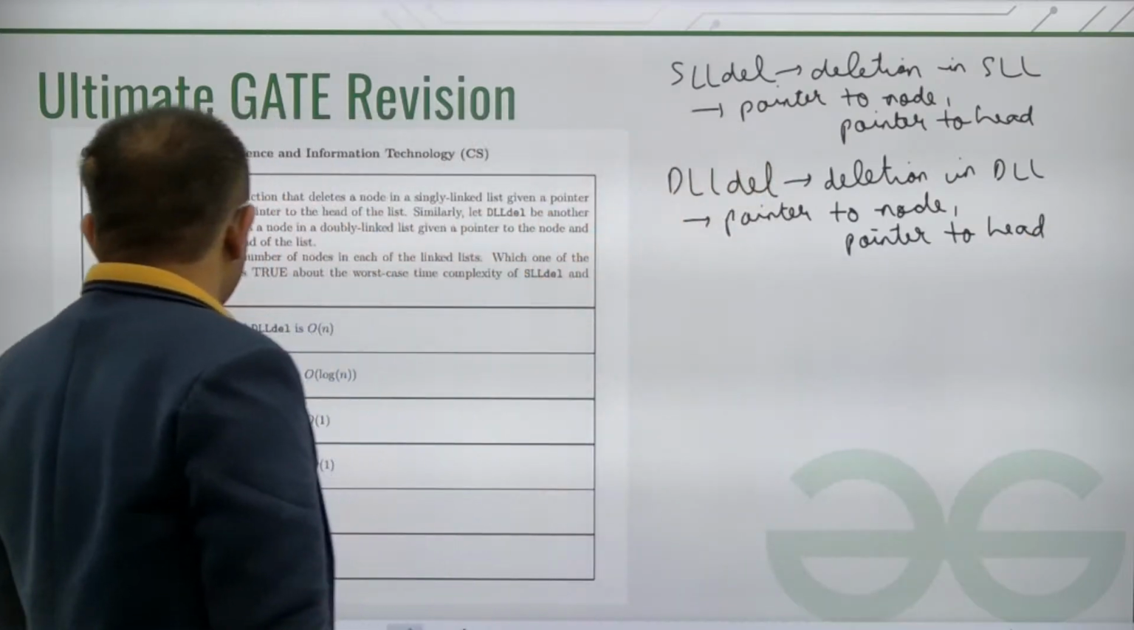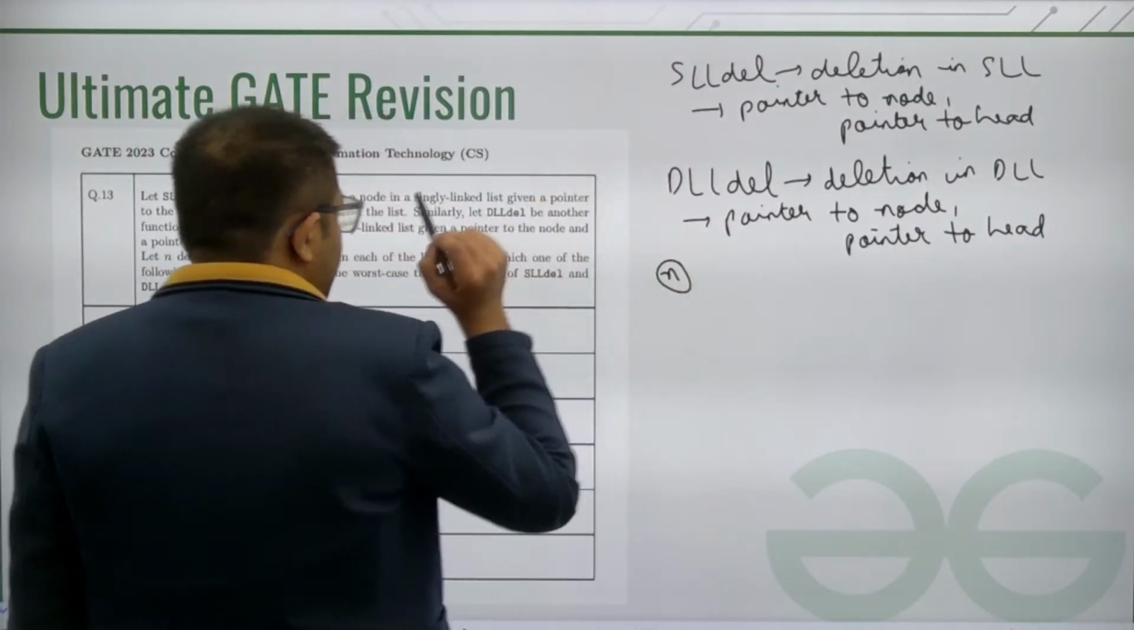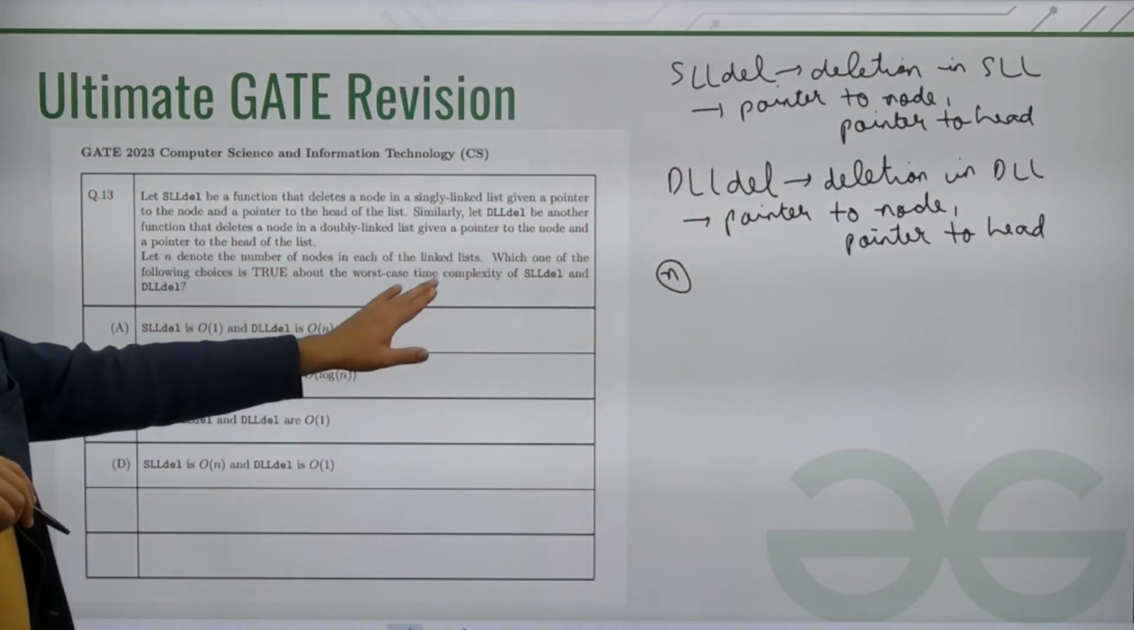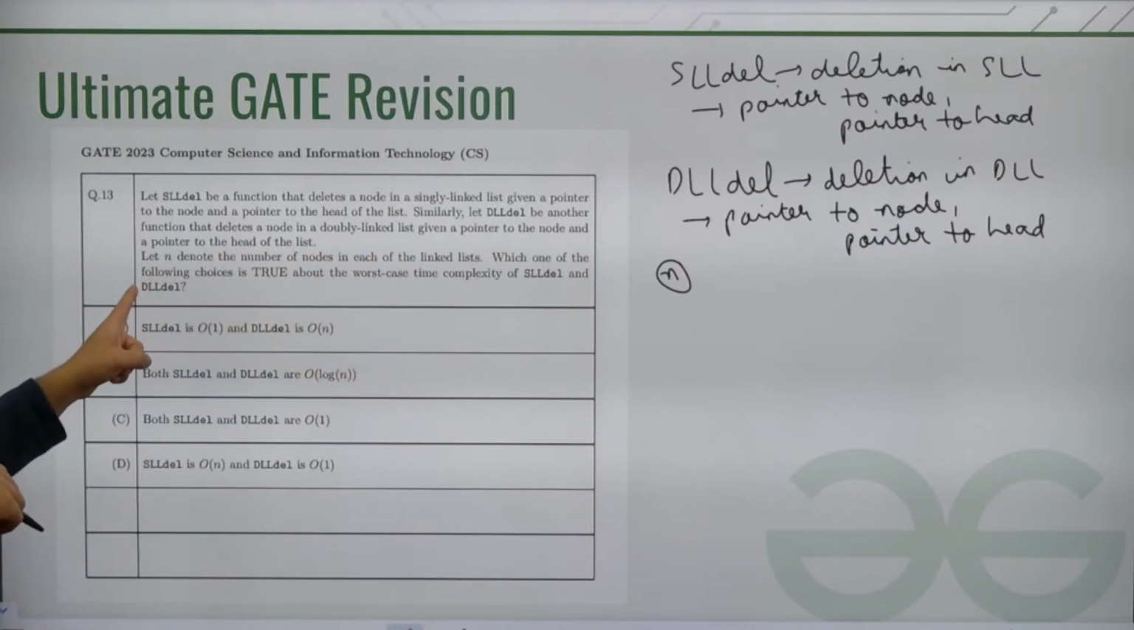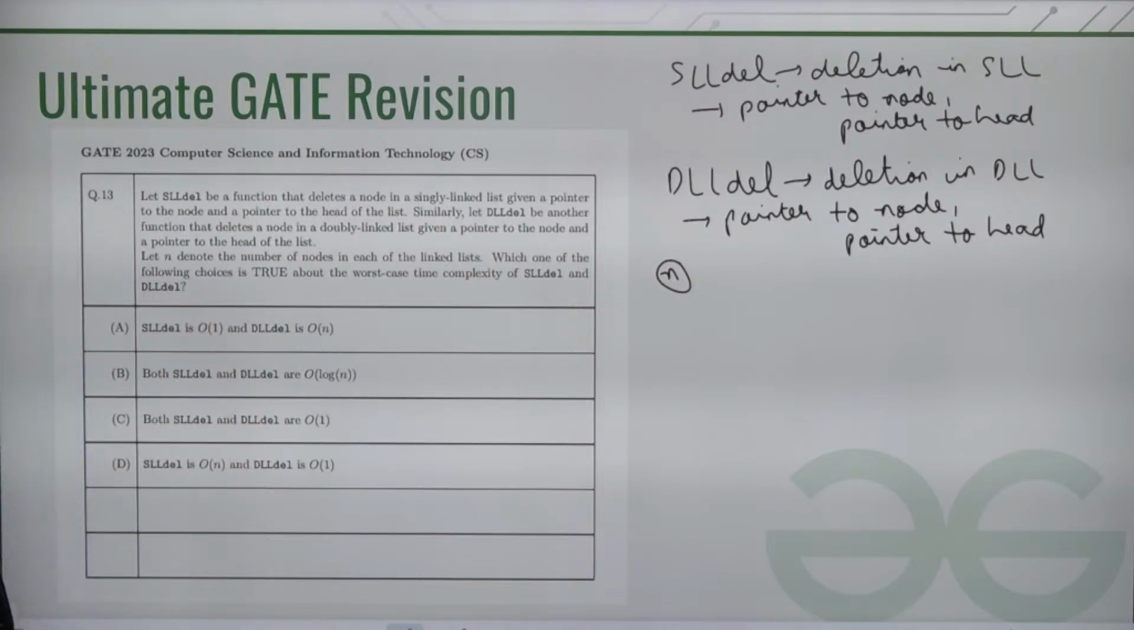Let n denote the number of nodes in each of the linked list. Total there are n nodes in each linked list. Which one of the following choices is true about the worst case time complexity of deletion in singly linked list and deletion in doubly linked list? And 4 options are given. So how can we solve this question?